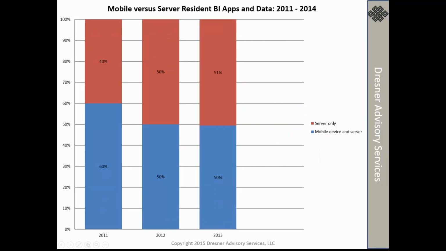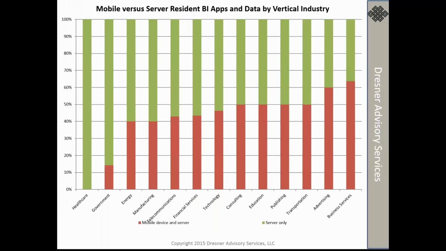So next, we just take a look very briefly at mobile versus server resident apps and data. And we have seen some shifting away from storing data and the apps on the actual physical mobile device in favor of leaving them on a server. And the slide that I really think explains this a little bit more completely is this one here, where we take a look at the mobile applications by vertical industry.